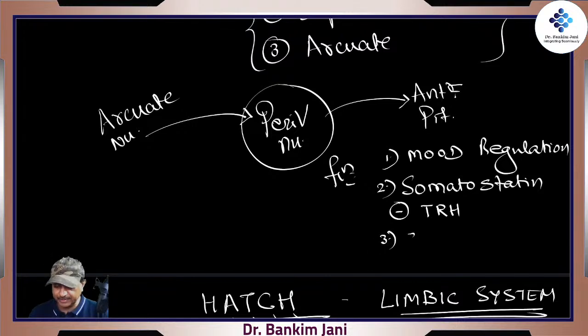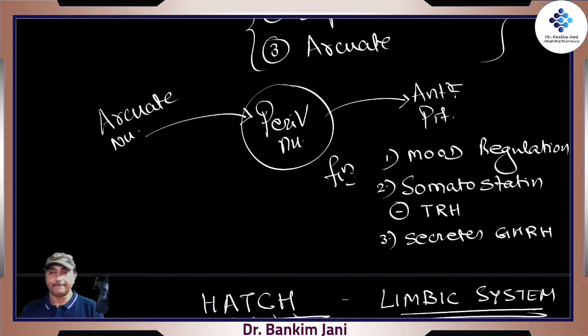It secretes growth hormone releasing hormone, right? Growth hormone releasing hormone. So now it makes sense, because when it releases this GHRH, the anterior pituitary will take care of the rest of the functions, right? So this is about the periventricular nucleus. Remember the periventricular nucleus, right? It is when we are taking a section, just near, surrounding the third ventricle, right?